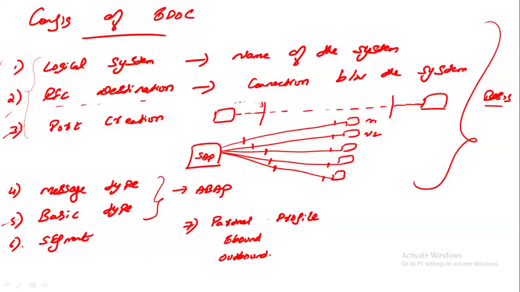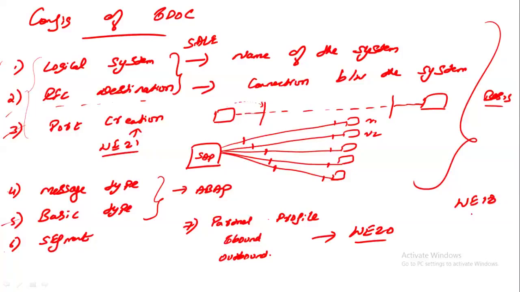And let me also write down the transactions. For logical system and RFC, it is SALE. For port creation, it is WE21. And for partner profile, it is WE20. And if you want to re-trigger the IDoc once it has failed, then you can use WE18 or WE19. I don't remember, 18 or 19. You can check that to re-trigger the IDoc. Okay. Any questions?